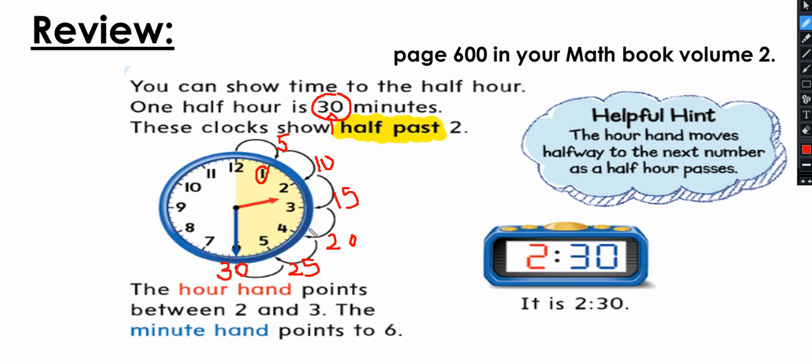Half hour means 30 minutes, and it's shown in number 6 with the minute hand pointing at 6. So this is our analog clock with the hour hand pointing in between 2 and 3 and the minute hand pointing to 6, which means 2:30.